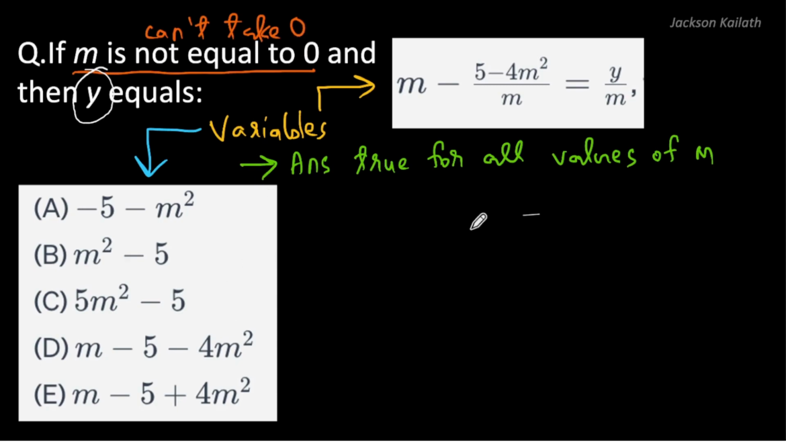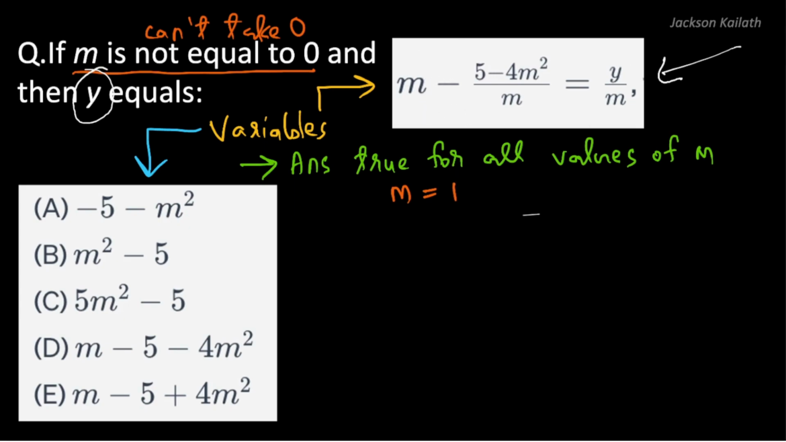To solve these types of questions in the best possible manner, rather than simplifying this quadratic equation and getting to one of these answer options, the best way is to just plug in values. So let's try to do that. For example, let me plug in the value m is equal to 1. Now if m is equal to 1, what happens to this expression which is given to us?